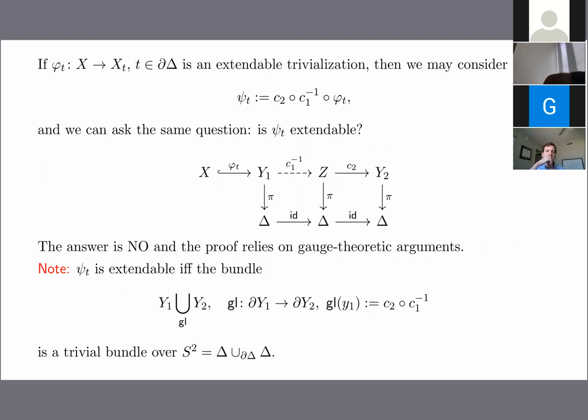So let's fix some trivialization φt for Y1 and use the contractions to construct a different trivialization for Y2. So again, we have a family map φ from X to Y1, a family of inclusions. We compose it with C1 inverse, then compose it with C2 and get a family of inclusions from X to Y2. And we can ask the same question. So we get some trivialization and we can ask if it's extendable. And later we will prove it's not extendable, and that would give you some non-trivial loop of diffeomorphisms of X.